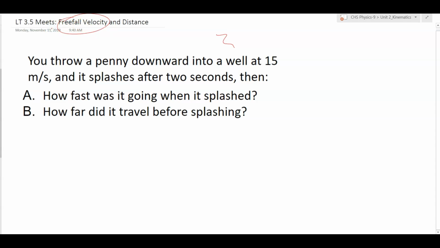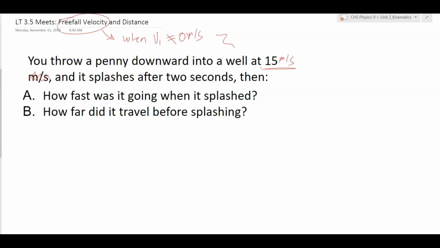And at the meets level, this is going to be when v1 does not equal 0 meters per second. Like in this first example, the problem has a starting velocity of 15 meters per second. So this is going to be exactly the same as the other ones, except we're just going to have to deal with starting velocity this time, unlike before. So, all right, let's get started.